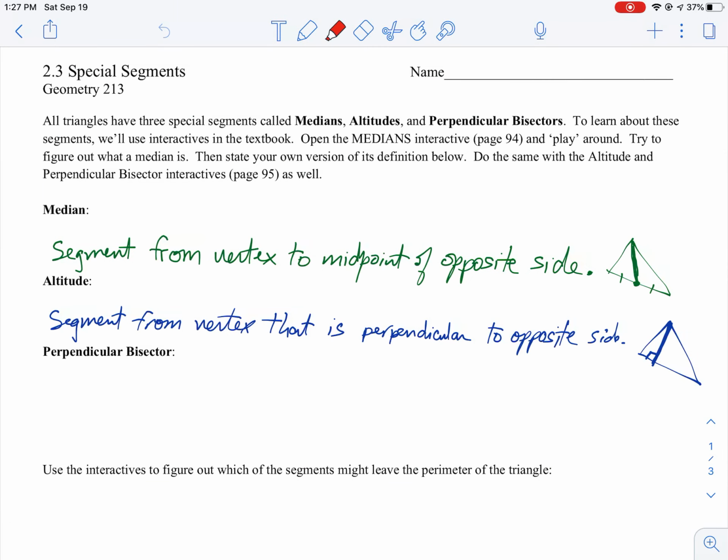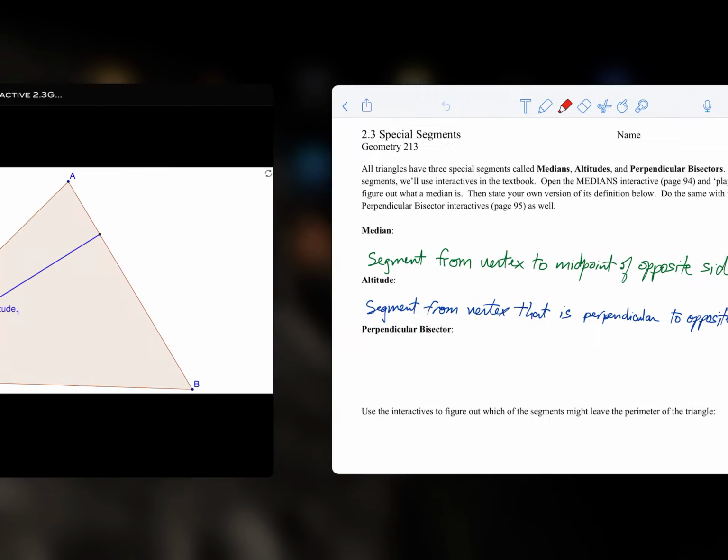Somewhere in here I have this one defined as well. An altitude is a segment from a vertex that is perpendicular to the opposite side. It may or may not pass through the midpoint. Go ahead and pause and write that in if you'd like to, the definition of an altitude. Those can leave the triangle. And finally, perpendicular bisector when you're ready.